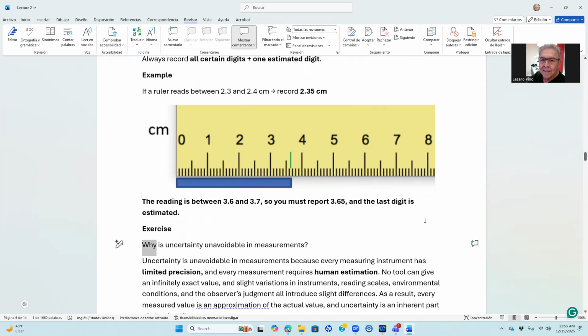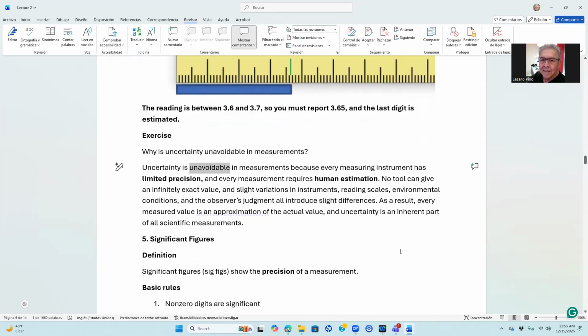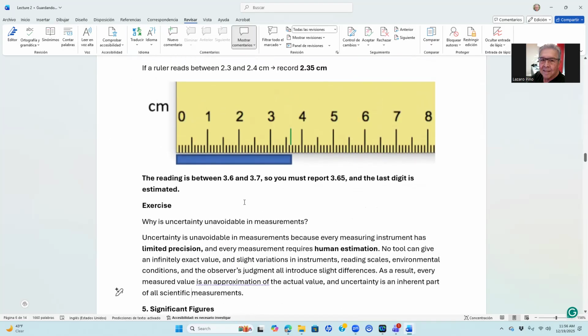Exercise. Why is uncertainty unavoidable in measurements? Uncertainty is unavoidable in measurements because every measuring instrument has limited precision, and every measurement requires human estimation. No tool can give an infinitely exact value, and slight variations in instruments, reading scales, environmental conditions, and the observer's judgment all introduce slight differences. As a result, every measured value is an approximation of the actual value, and uncertainty is an inherent part of all scientific measurements.